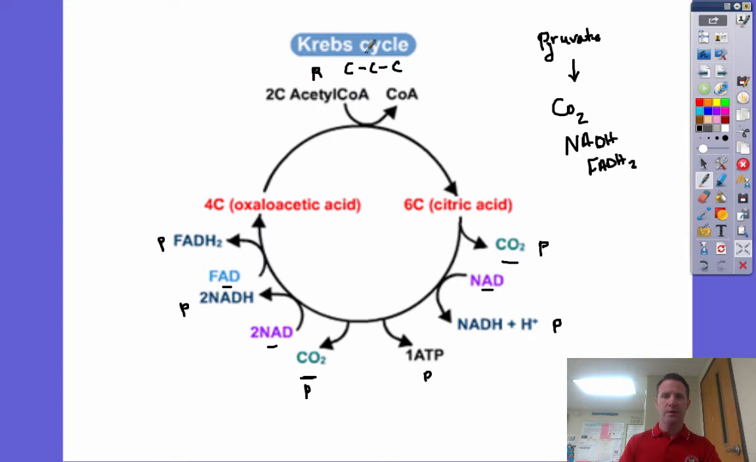So this is going to spin essentially 3 times for this, so 6 times for glucose. And so we're going to release 6 CO2s. We're going to make 2 ATPs, and we're going to make lots of NADH and FADH, which are important. So again, this happens in the mitochondria, out here in the liquid part.